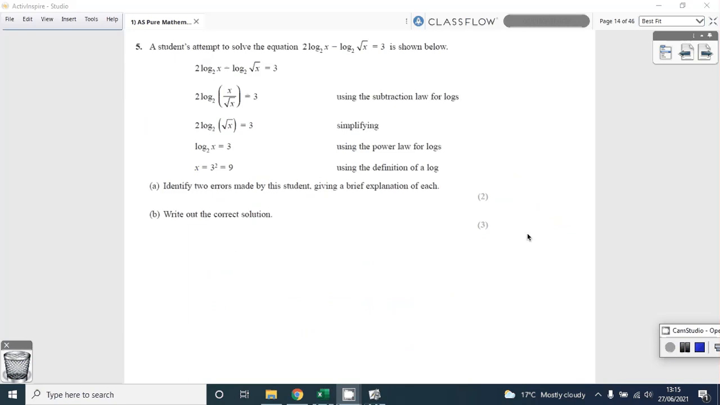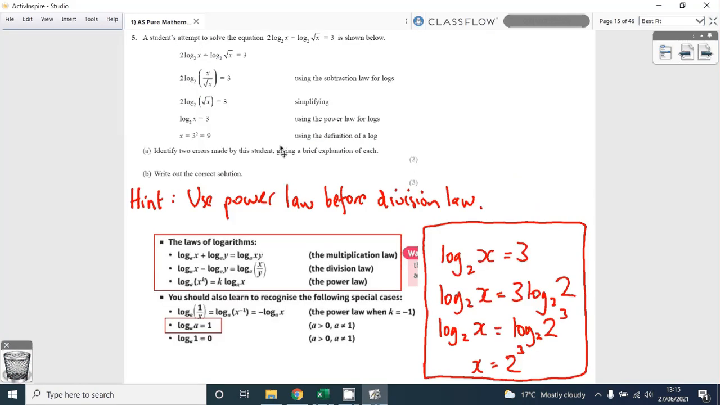Question 5. So the hint is just about to come up. This question is all about understanding the basic rules for logs. Remember the multiplication law, that log xy can be broken down to being log x plus log y. Log x over y can be broken down to being log x minus log y. And then the power rule, you take that k downstairs, so log x to the power of k is k log x.